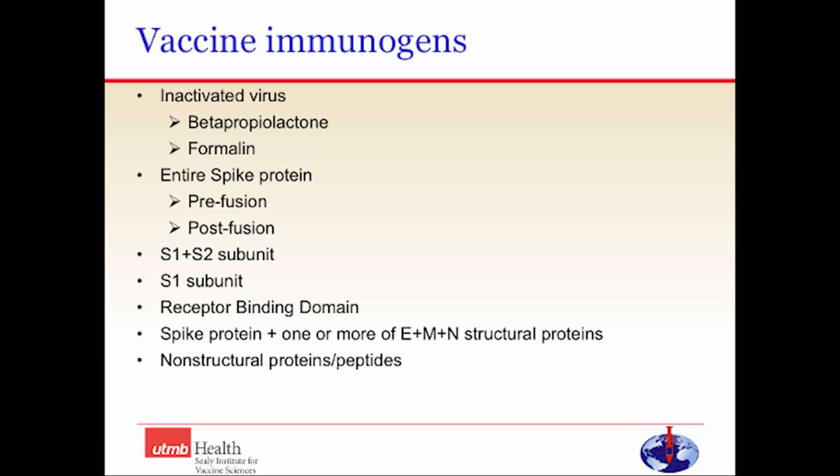So in terms of vaccine immunogens, you name the approach, it's been tried. We have inactivated vaccines, which are inactivated with beta-propiolactone or formalin or both. We have the entire spike protein, either pre- or post-fusion. We have the S1 and S2 subunits, the S1 subunit receptor binding domain, spike protein plus other structural proteins, envelope, membrane, nucleocapsid, or we have vaccines based on non-structural proteins or peptides, and this is to make T-cell based vaccines. So a lot of different types of immunogen have been used.